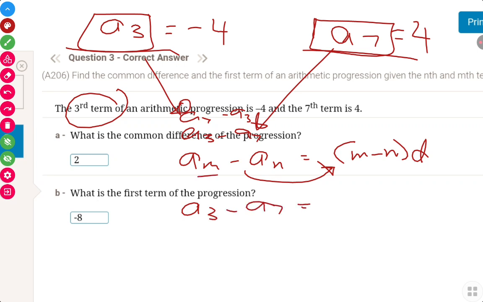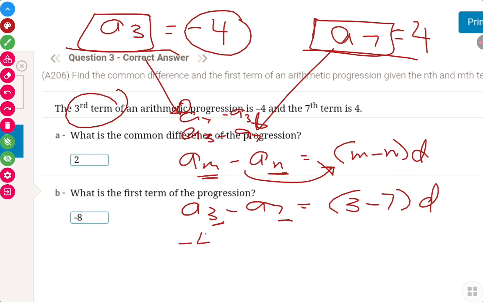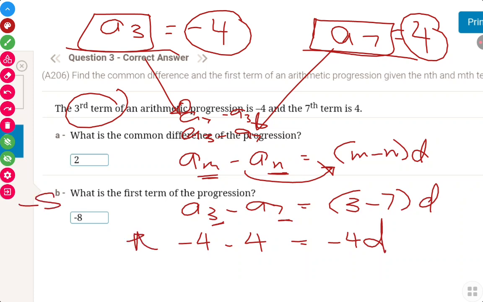Okay, m minus n, so 3 minus 7 times d. Okay, a3 is negative 4 minus a7 is 4, equal to 3 minus 7, which is negative 4, times d. Negative 4 minus 4 is negative 8, equals negative 4 times d. So d is equal to negative 8 divided by negative 4, which is 2. Okay, the common difference is 2.